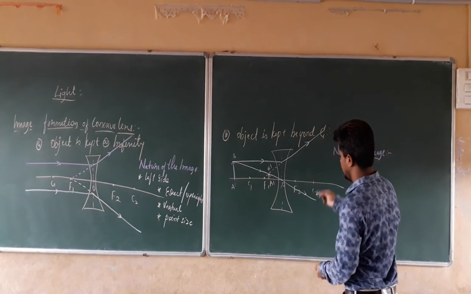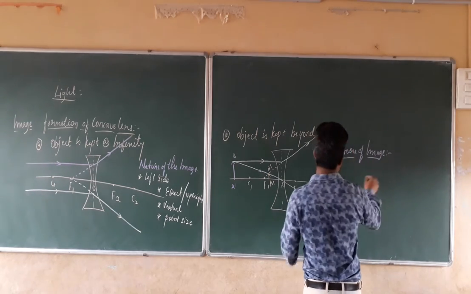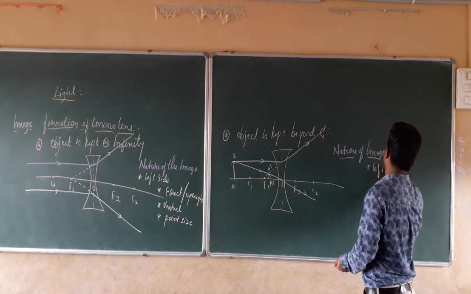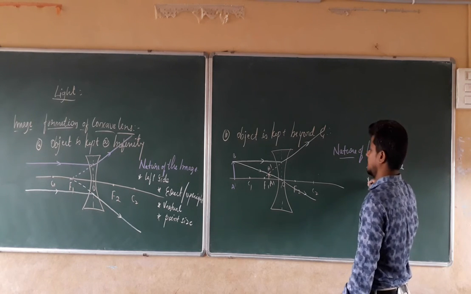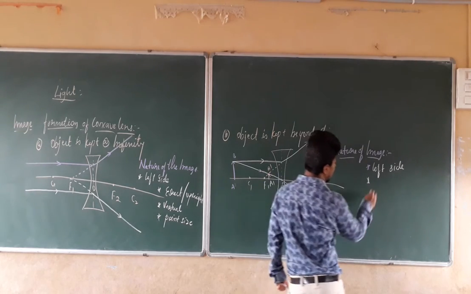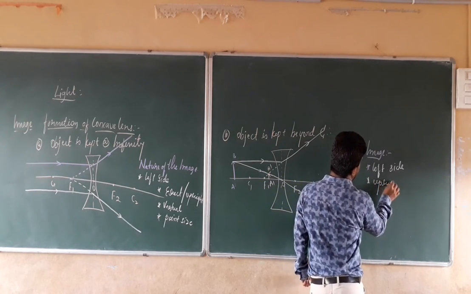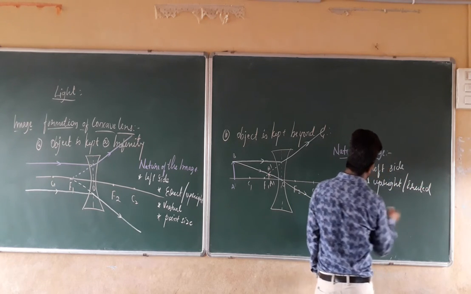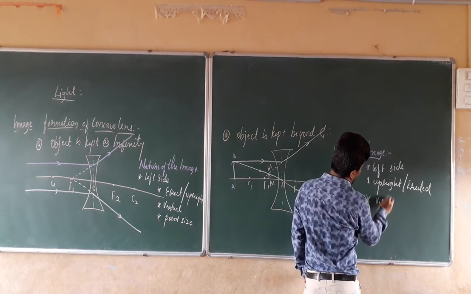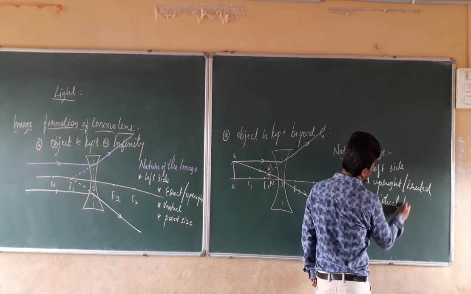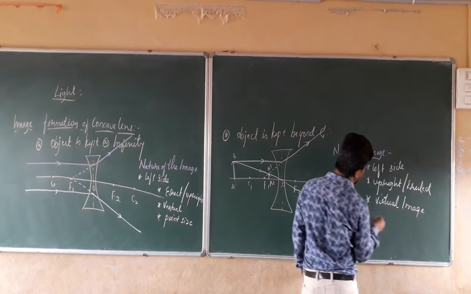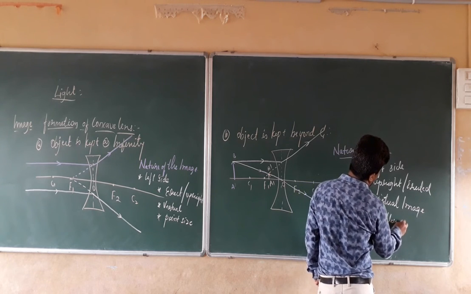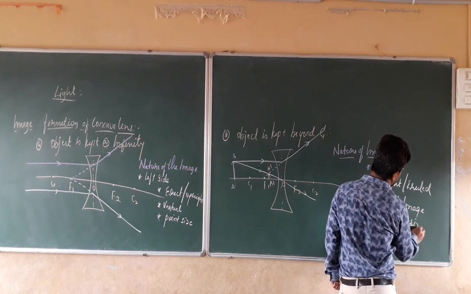So when you check the nature of the image, what is the nature of the image? When we check this, it is forming on the left side. First thing, it is forming on the left side. Second, what is the nature of the image here? It is upright or erect. Third nature, it is virtual. All upright or erect images are always virtual images. Fourth condition, it is smaller in size.